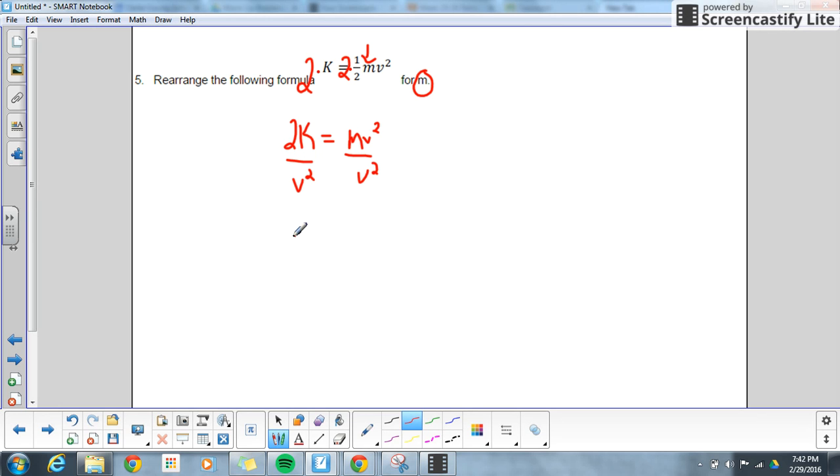I can't simplify that, so that's going to give us 2k divided by v squared is equal to m. And we're done. We have m isolated.